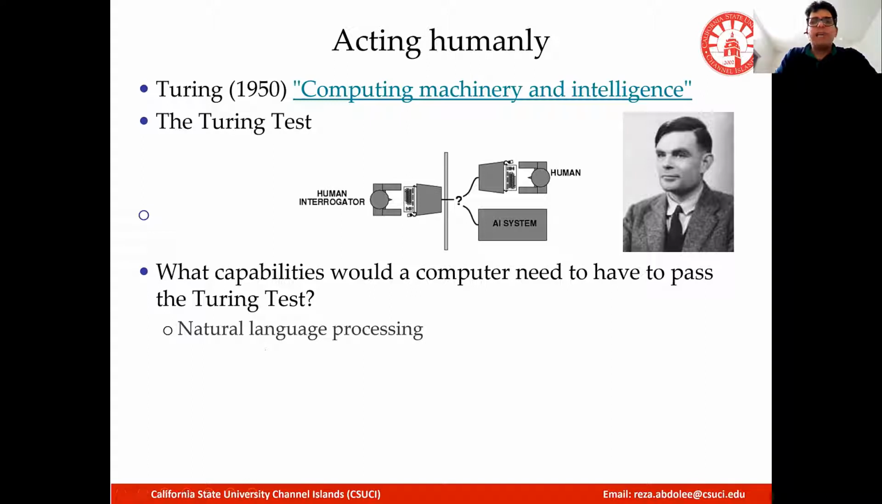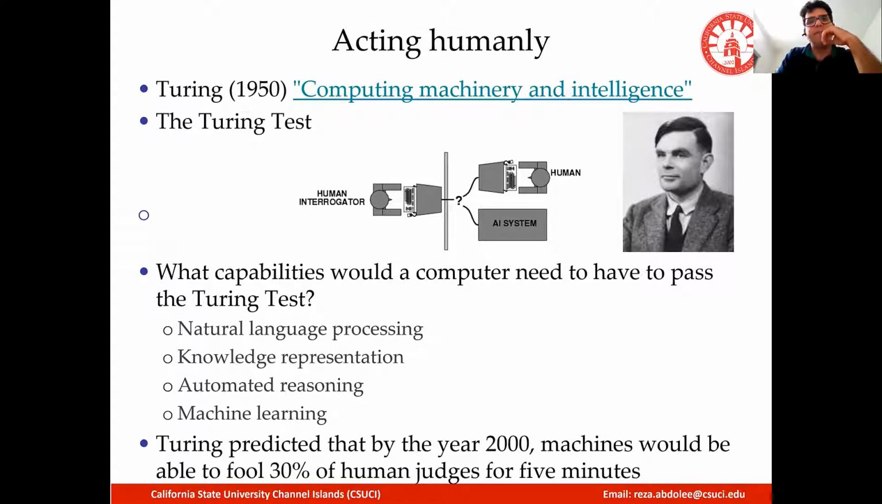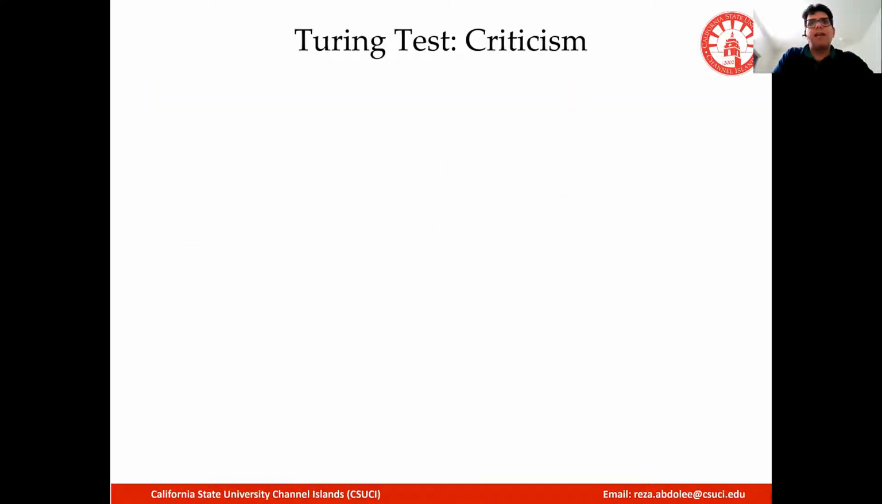So to make such an intelligent machine, what do we need to do? We need to have natural language processing. We need to have knowledge representation. We need to have automated reasoning and also machine learning. Turing predicted that by the year 2000, machines would be able to fool 30% of human judges for 5 minutes. It was 50 years before 2000 that he predicted that. But I guess that hasn't happened during that time. But right now we are seeing some progress in that area.